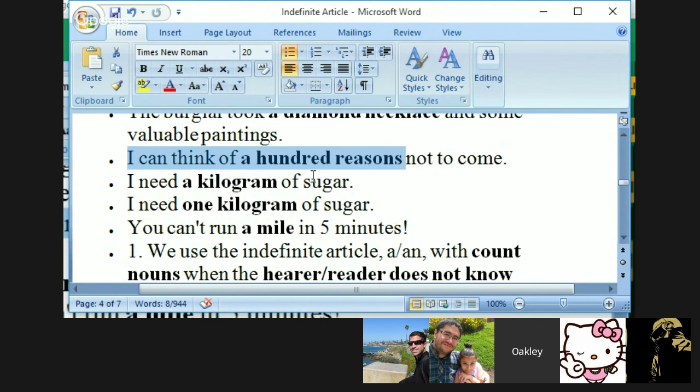When the context, the idea is really counting things. The emphasis is on counting things. You can use one. Or measuring things, as in I need a kilogram of sugar. I need 1 kilogram of sugar.